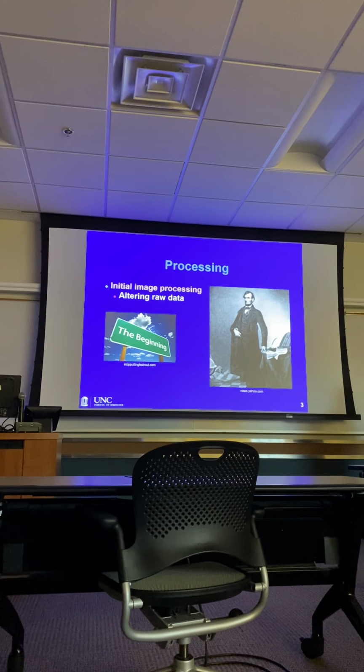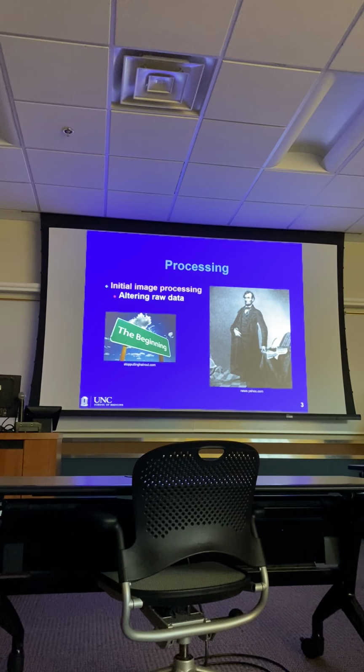But then all of a sudden, there's a little flash, and then the actual image appears, and that's what we call the forward presentation image. That's when all the processing algorithms have been applied to it. So with initial image processing, what the system is doing is altering, manipulating and making changes to that raw data.